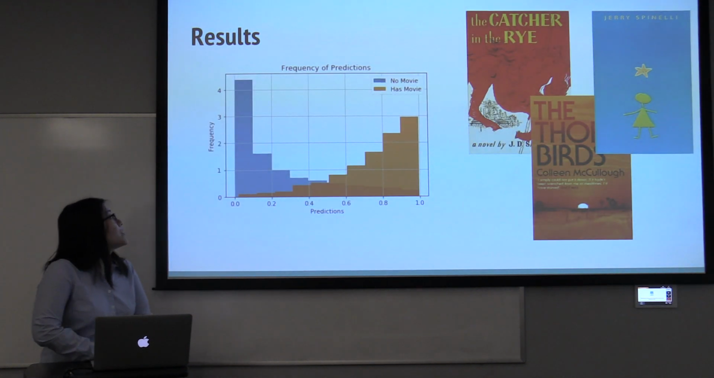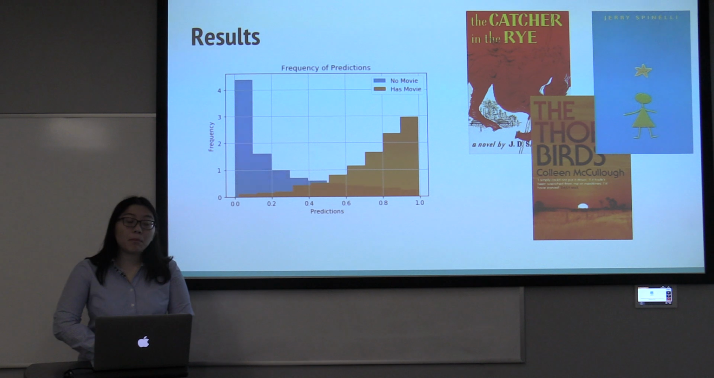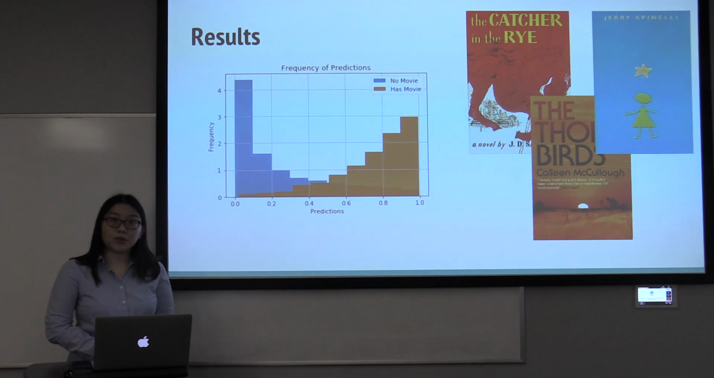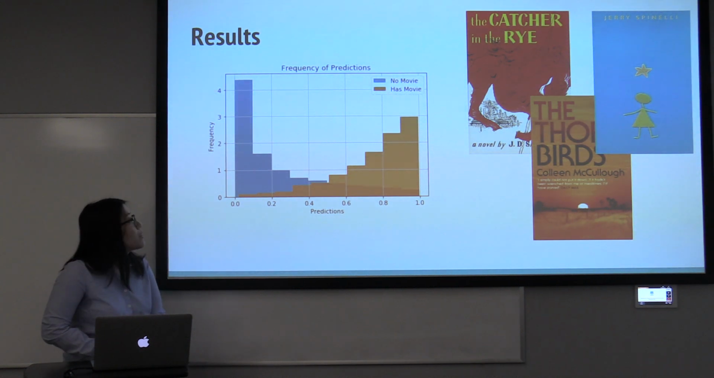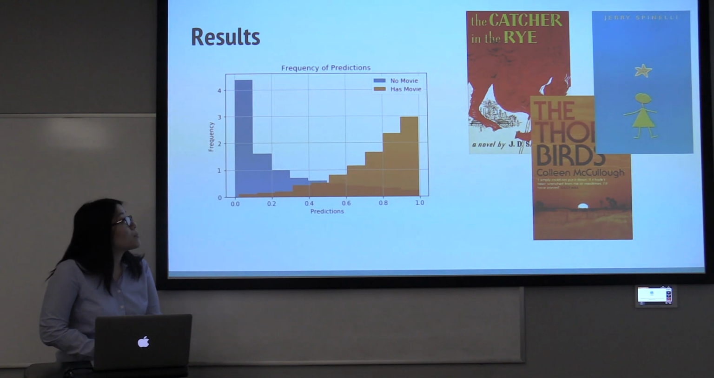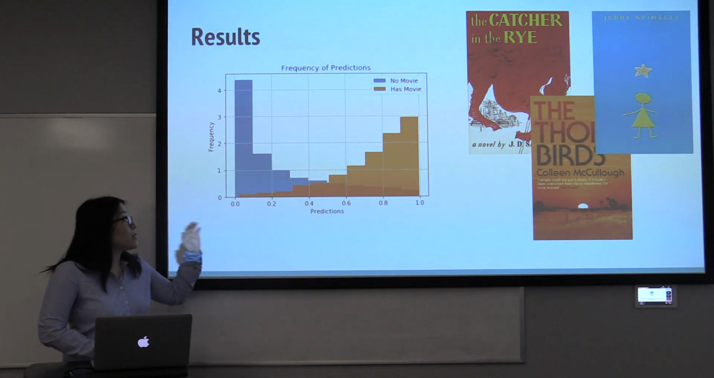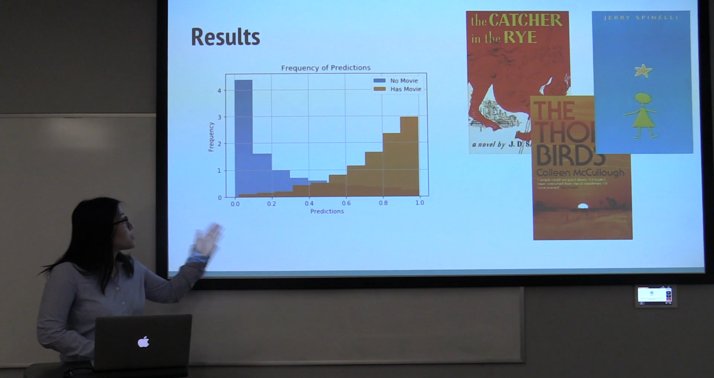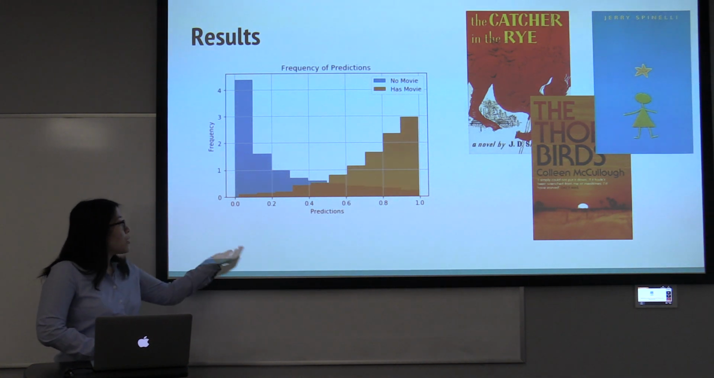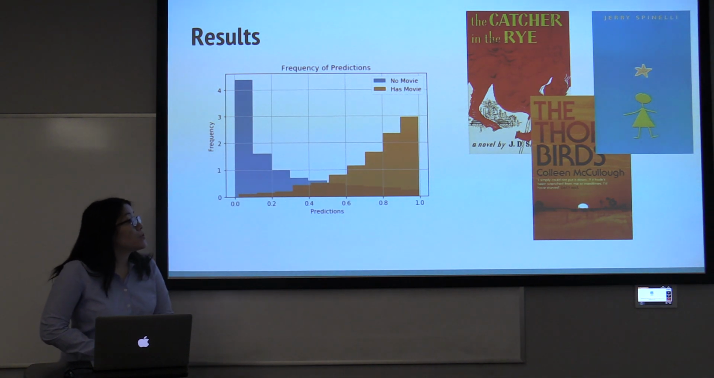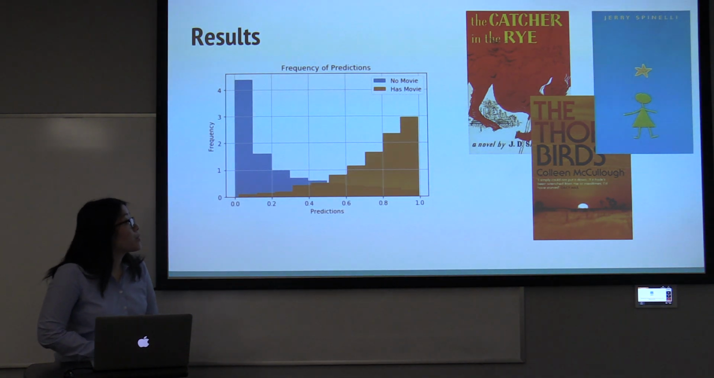And this graph highlights how well my model did. On the left, we see the distribution of the books that do not have a film adaptation, and on the right, we see the distribution of the books that do have a film adaptation. And as you can see, the majority of books that do not have a film adaptation are skewed to the left side of the graph, and the books that do have a film adaptation are skewed to the right.